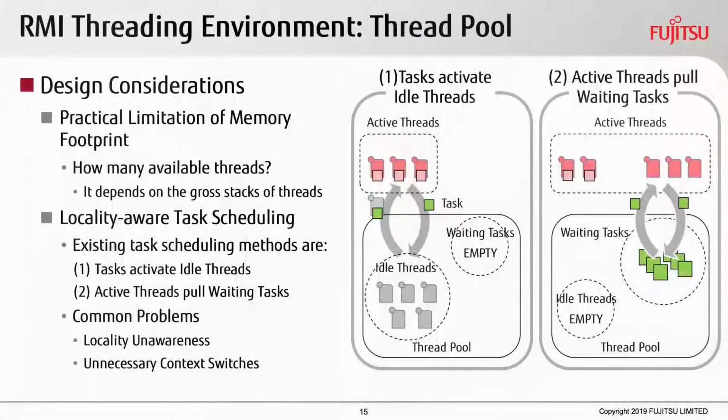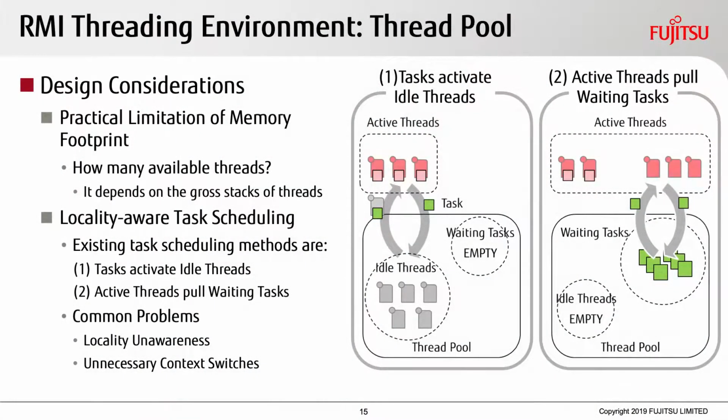Existing task scheduling methods only use either one of two methods. One is that tasks themselves activate idle threads. The other one is that active threads get the waiting tasks. Both methods have some problems. The first one is locality unawareness, because the tasks don't care on which CPU core the thread is running. The second problem is increased context switches to execute multiple tasks. Therefore, we decided to apply a hybrid task scheduling mechanism to the system.